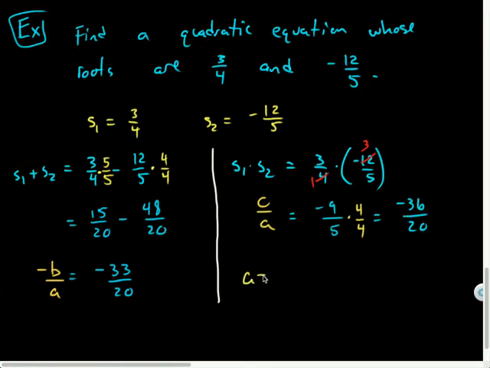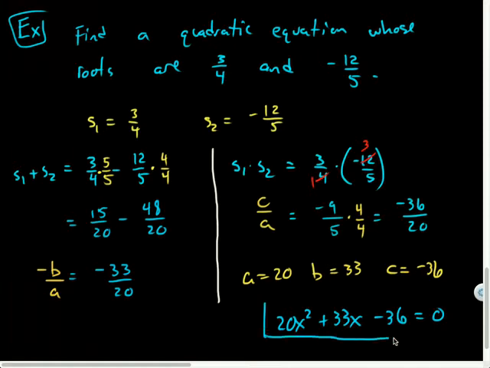Now that it's got a common denominator, I can figure out my A, B, and C. What would A have been? A is 20. B would have been 33. And C is negative 36, because C was positive C, so it did have to have that minus sign. So my quadratic equation is 20x squared plus 33x minus 36 equals 0. And that is a quadratic equation that has those roots.